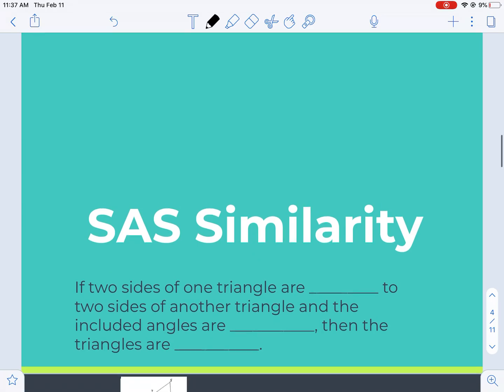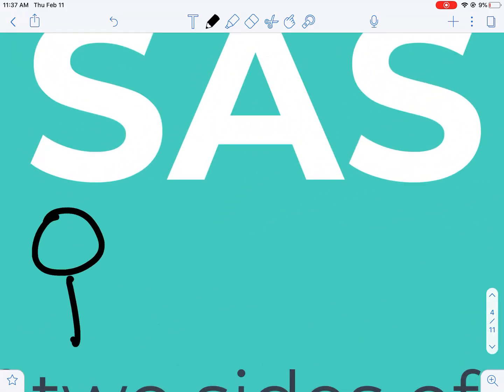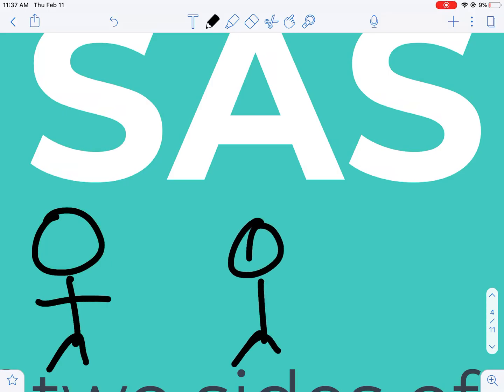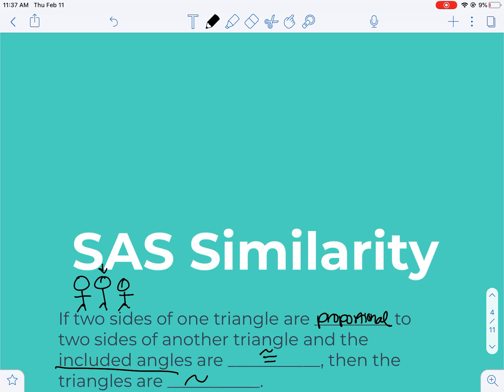And our last one is side, angle, side. So if I have two sides proportional to two sides of another triangle, and the included angles are congruent, then the triangles are automatically similar. And what we mean by included angles is it's right in the middle. If you're included with your friends, that means you're with them. You're right in the middle. Okay, you're not left out.